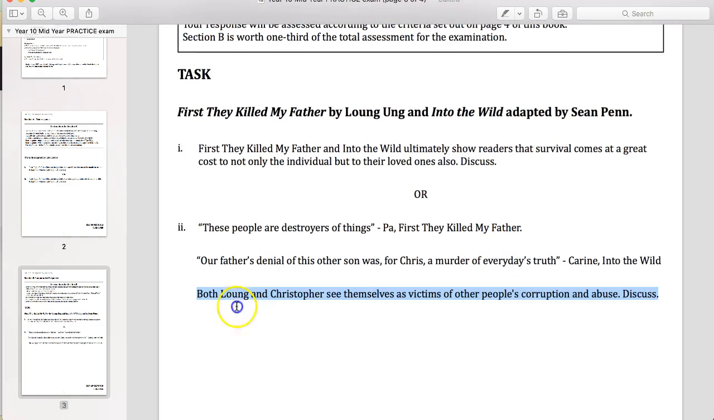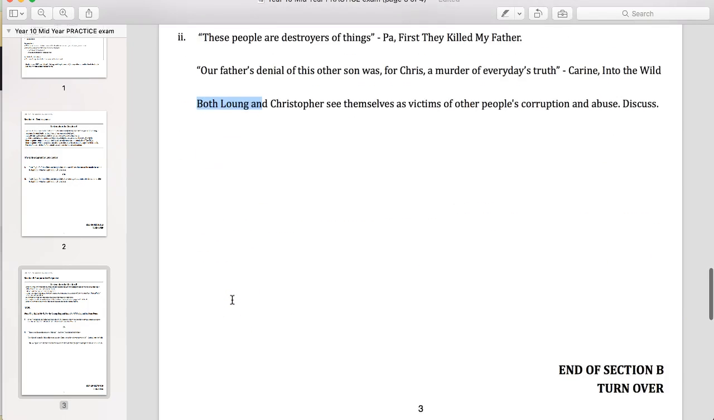And this one down here says both Lung and Christopher see themselves as victims of other people's corruption and abuse. And for this one, I'd be thinking about what makes people corrupt and abusive in these societies, and you'd be thinking about, for Chris, it's materialism and the abuse of his parents and their lying. For Lung's family, it's the corruption and idealism of the Khmer Rouge, who are trying to kind of create this equal communist society. So you need to contrast those two. And I know it doesn't say compare and contrast, but that is what both and discuss is asking you to do, to compare and contrast.